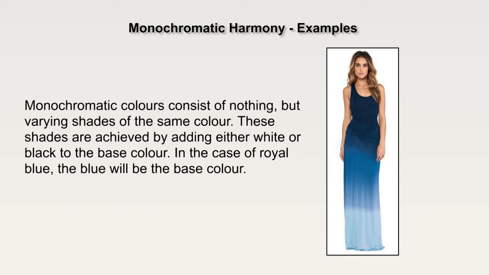Monochromatic combinations are achieved by adding either white or black to the base color, or sometimes even gray. In case of royal blue, the blue will be the base color. This dress is a perfect example of a monochromatic combination. It uses tints, tones, and shades of blue.